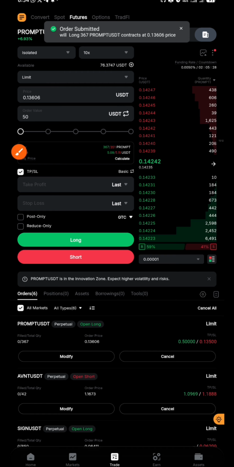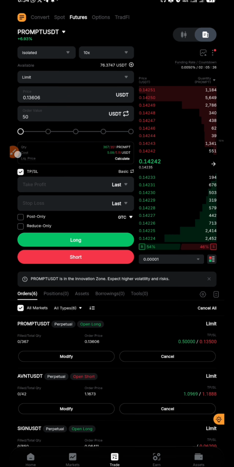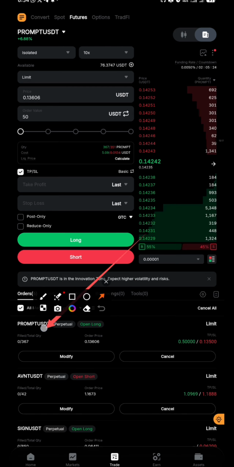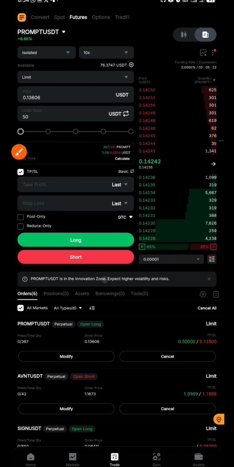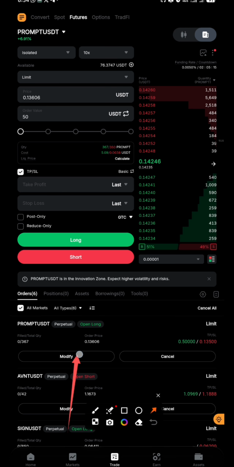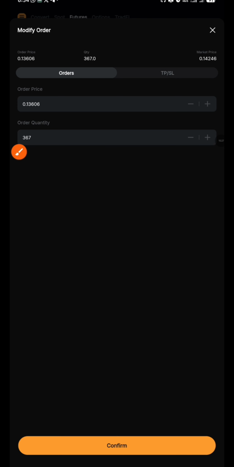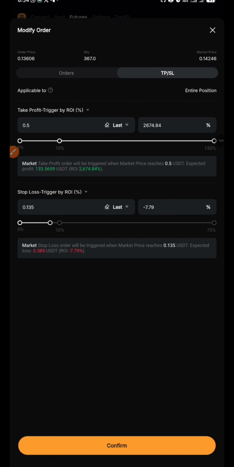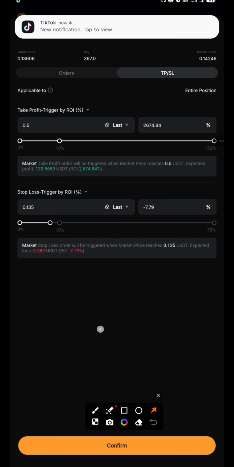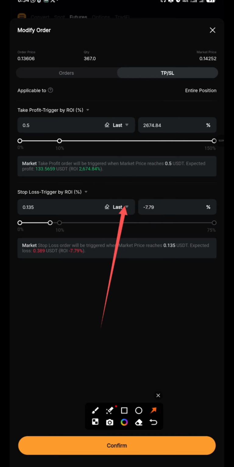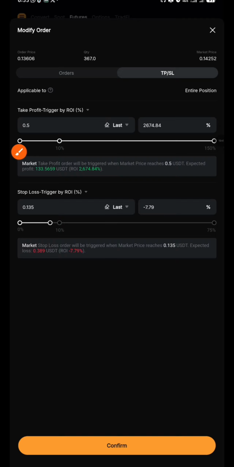So the order will appear. You see the order appear under this place immediately, right here. If later you don't like the parameters you entered, you can change them by clicking on modify. You click on TP/SL, that's take profit slash stop loss, and re-enter the values here so that it will suit what you want, right?